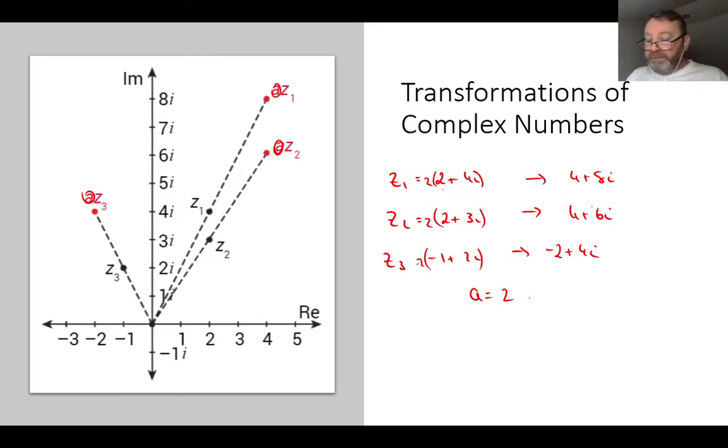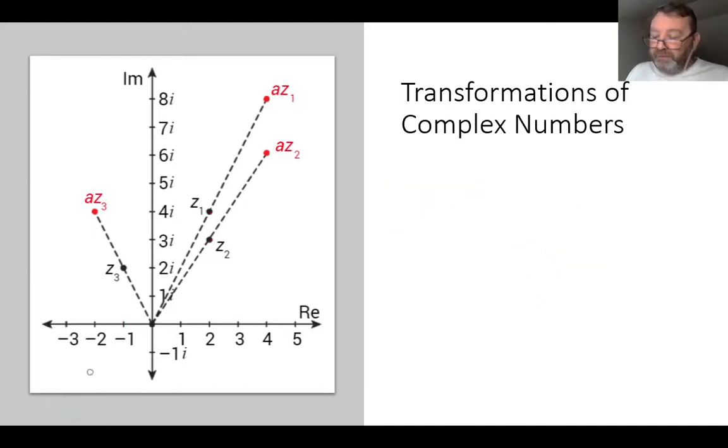Okay, that's the first thing. The second thing I want you to think about is this. How would I get Z1, Z2 and Z3 to contract towards the origin? If multiplication by a number greater than 1 causes a stretch away, then obviously multiplication by a real number less than 1 is going to cause it to contract.